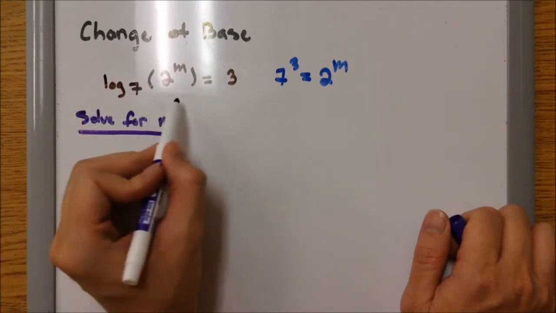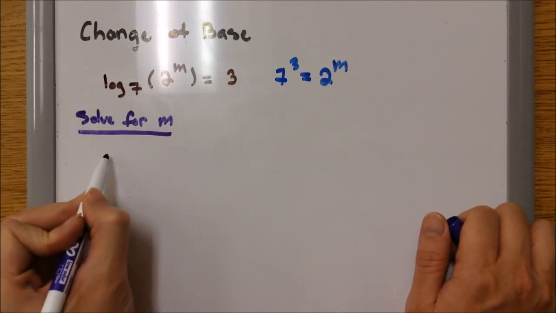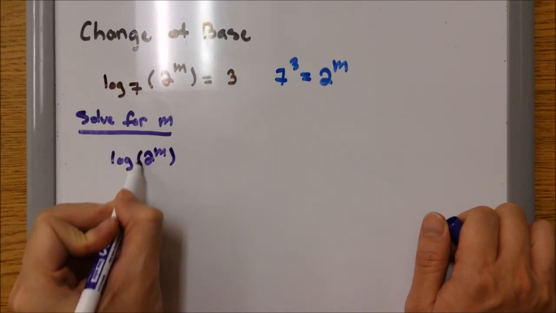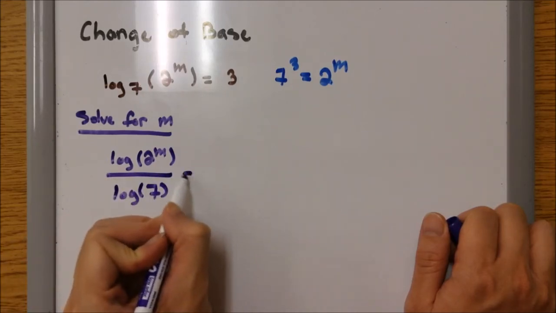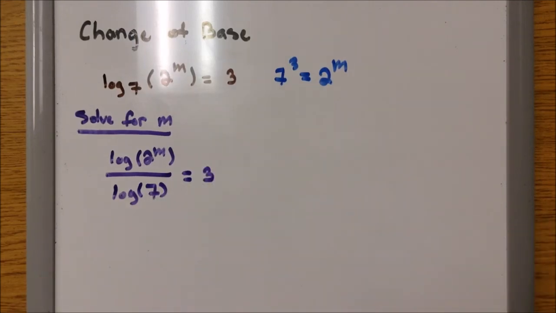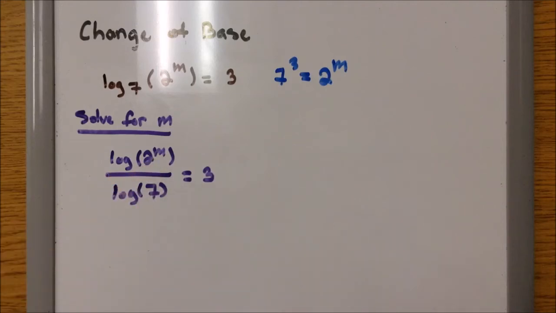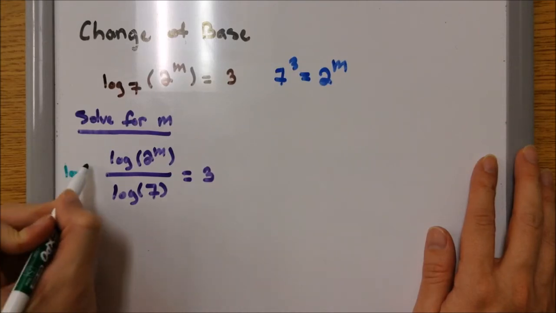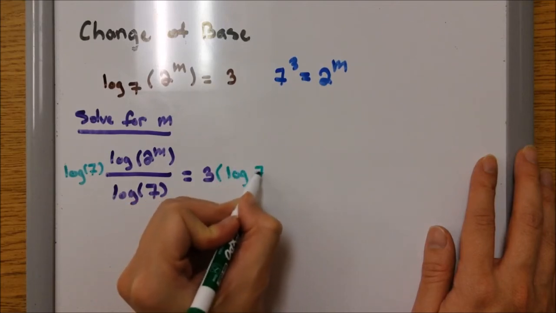So what we're going to do is first apply change of base to this example. So what's going to be in the numerator is log of 2 to the m power divided by log of 7 equals 3. Now, since I have two logs and I just want log of 2 to the m to be by itself on the left, I'm going to multiply both sides by log of 7.